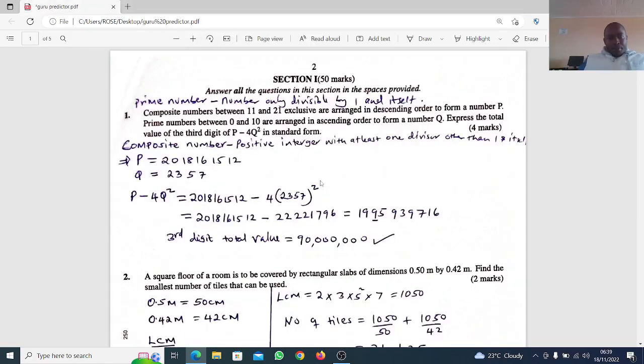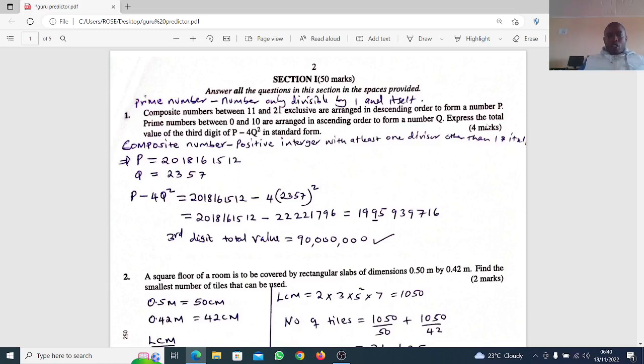Question number 1. The question was saying that composite numbers between 11 and 21 exclusive are arranged in descending order. Descending means from the largest to the smallest, to form a number P. And then we also have prime numbers between 0 and 10 arranged in ascending order, meaning from the smallest to the largest, to form a number Q.